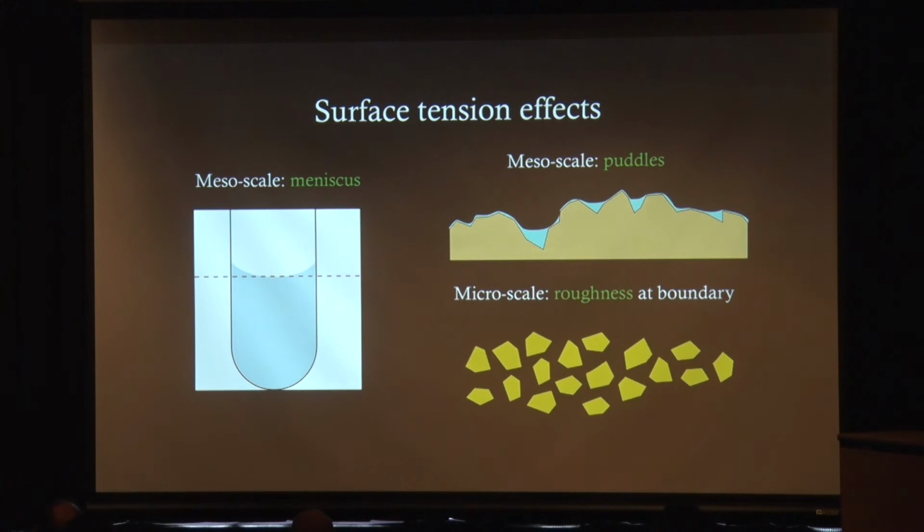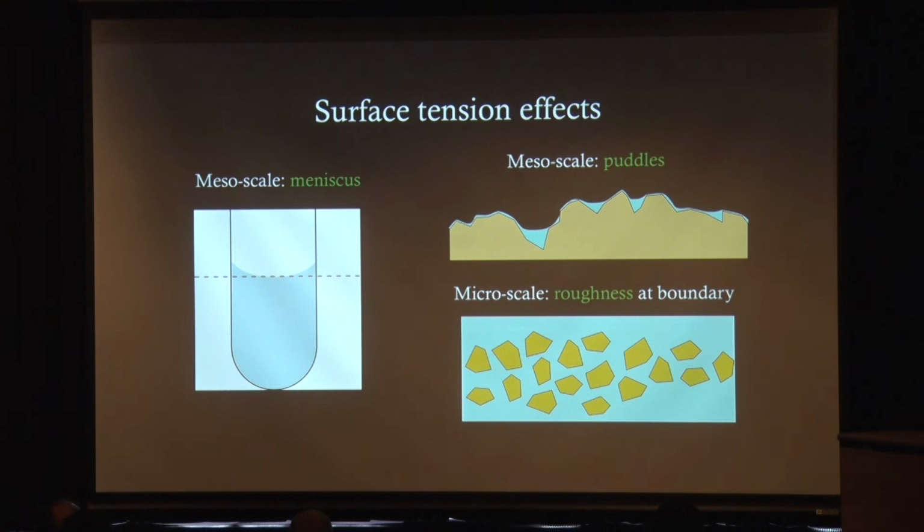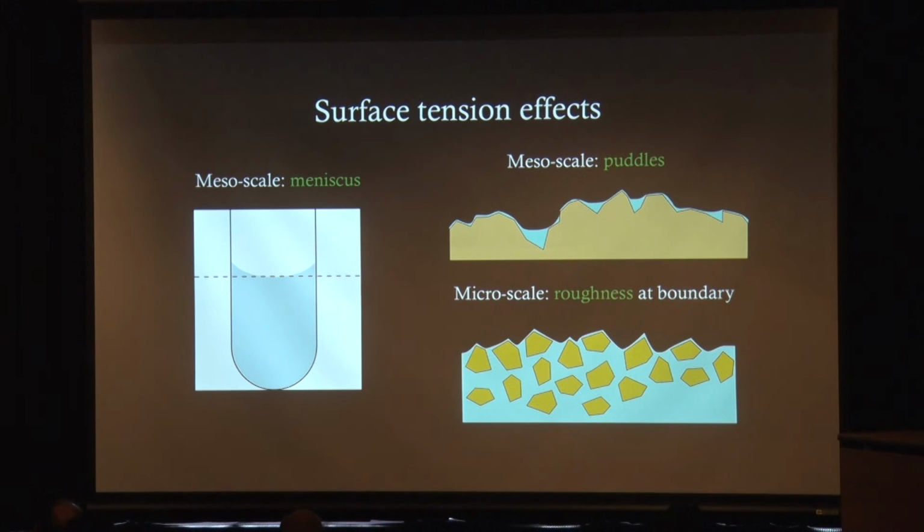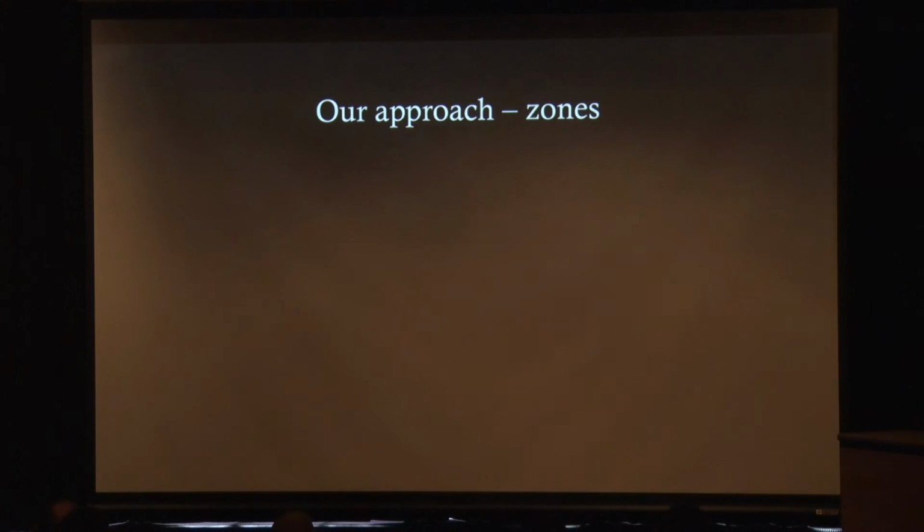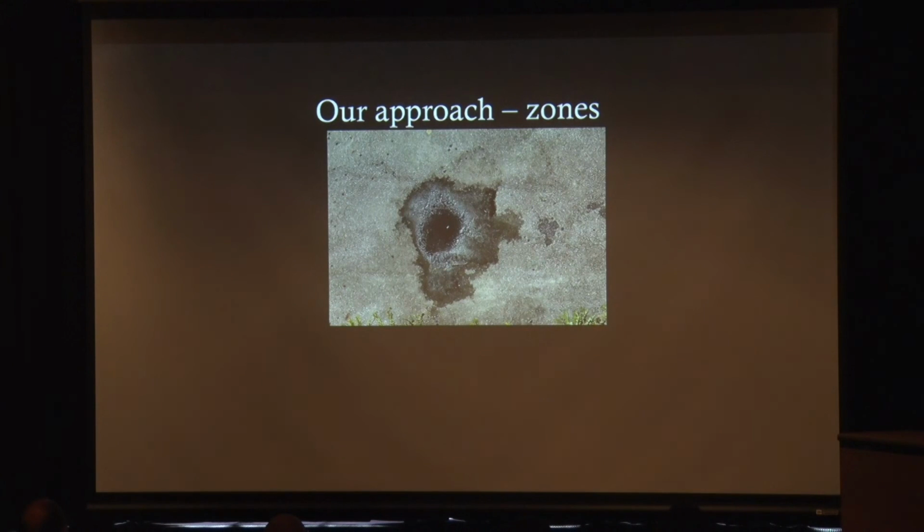When you have a porous material and you put water on top of it, when the water starts to get inside, it takes on the shape of the microsurface of the porous material. And this creates a transition in roughness. So in our approach, the first thing we did was to identify different zones of a wet surface.